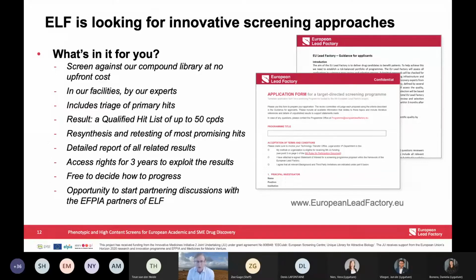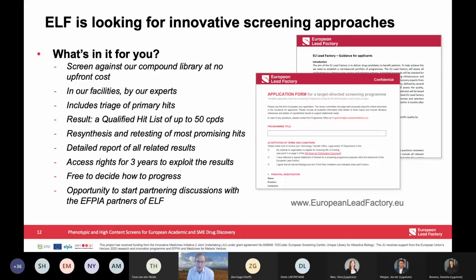What we produce for you using the assays is our initial triage of primary hits, and the ultimate output of this project would be what we call a qualified hit list of up to 50 compounds that have come out of that 50,000 compound library. That qualified hit list should be a really great starting point for further drug development. In the process, the necessary resynthesis and retesting of the most promising hits is all included, and a report of all the results is handed to you.